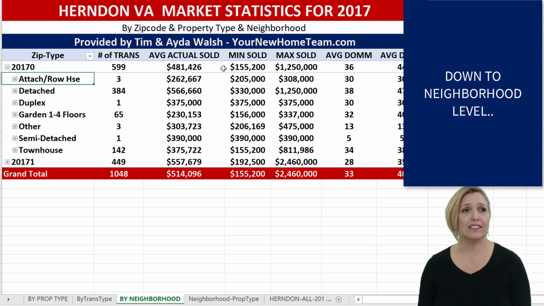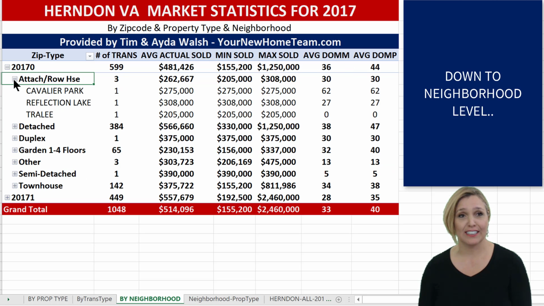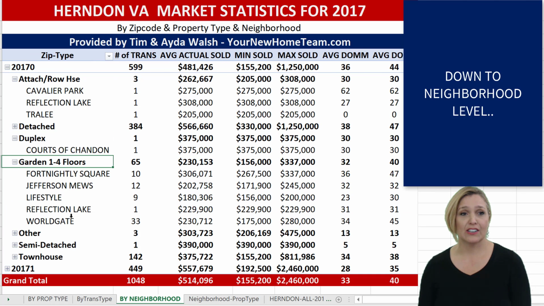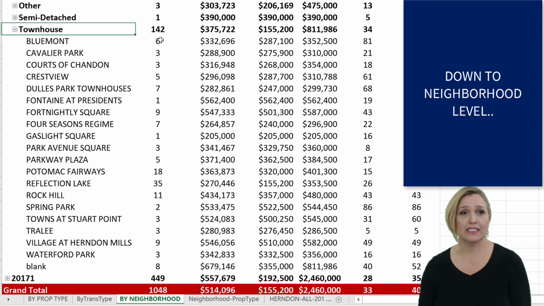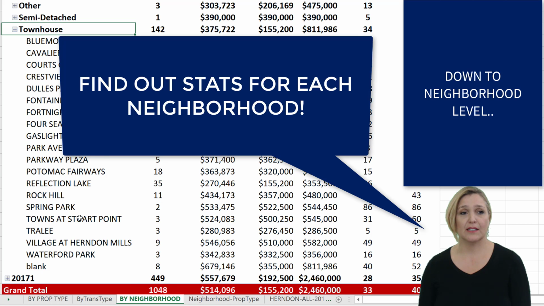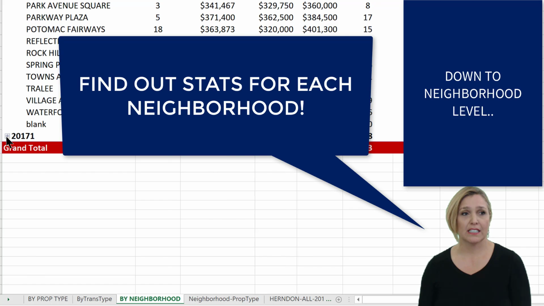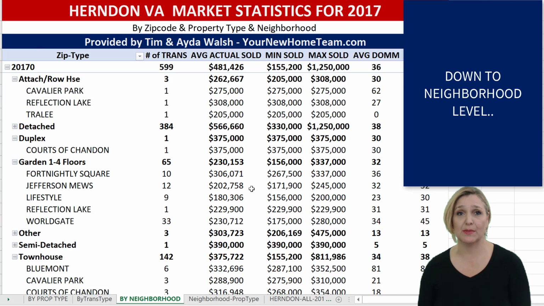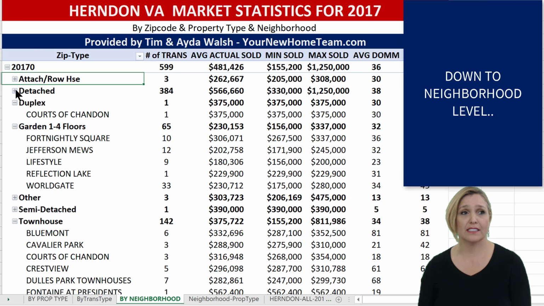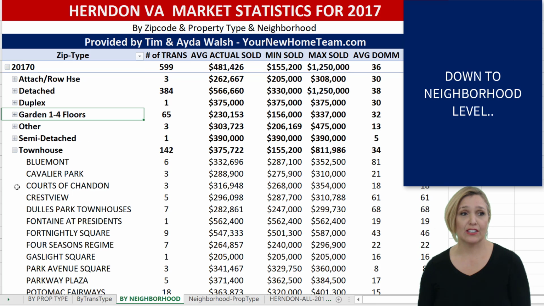So here's another one with details. In this one we have the zip code, then property type, and I know some people are going to say, I would like to see the neighborhood. So what we've done is we've actually broken it out, and you can see all the way down to the neighborhood. You can click on it and see all the neighborhood details. So here you can see the number of transactions that happened for a specific neighborhood. So here's 20171. Again, the same statistics. We just broke it down by subdivision so that you can go in and take a look by subdivision.